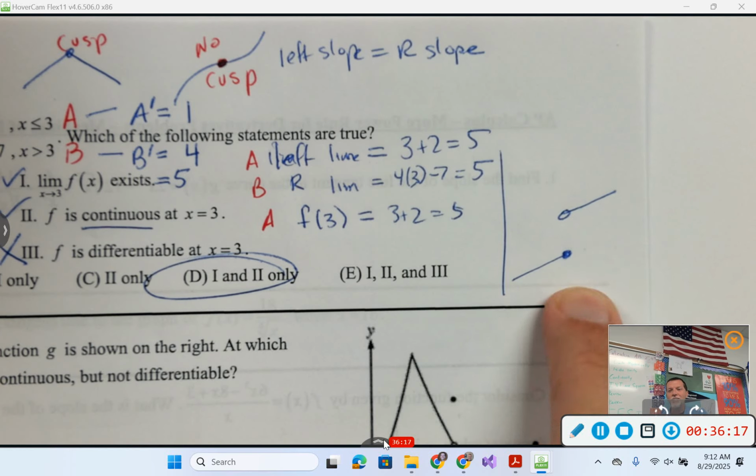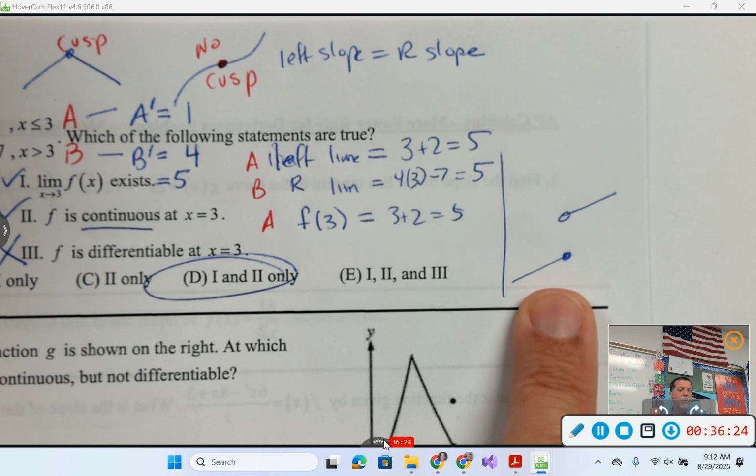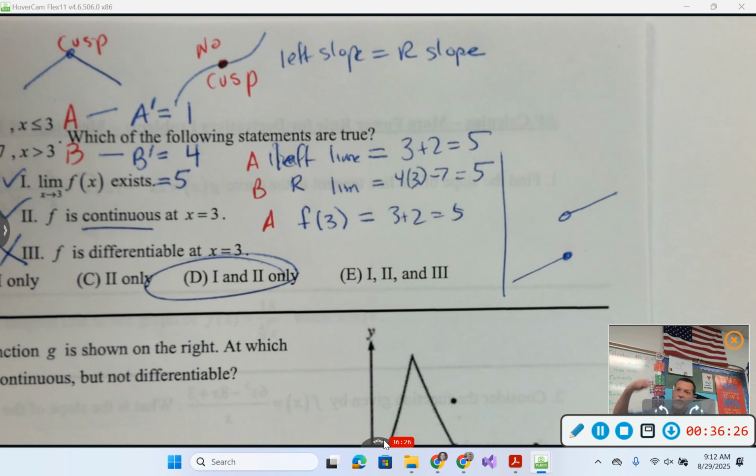You have to check continuity. You can't just jump ahead and say, I'll just check the left slope and the right slope, because we may be trying to play a trick on you where the left slope and the right slope are equal to each other, but if they don't match up, then there's no derivative there.